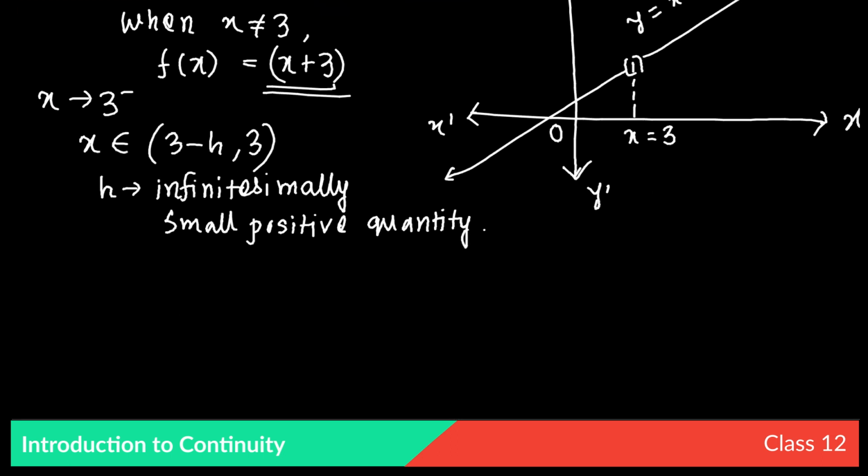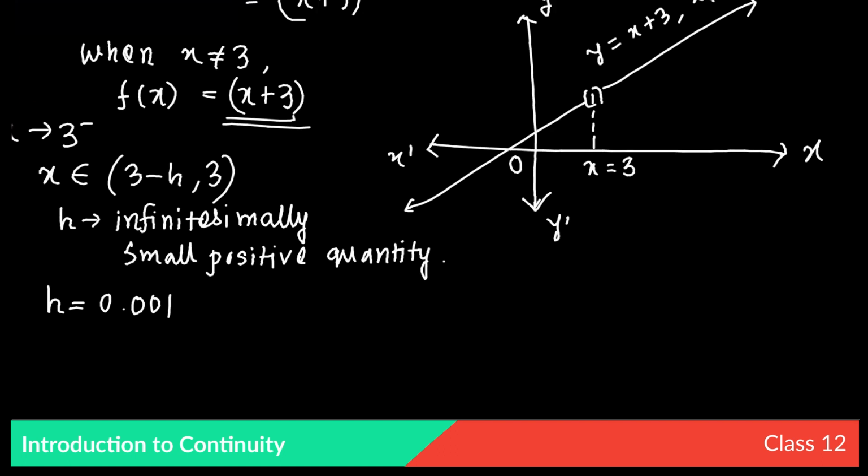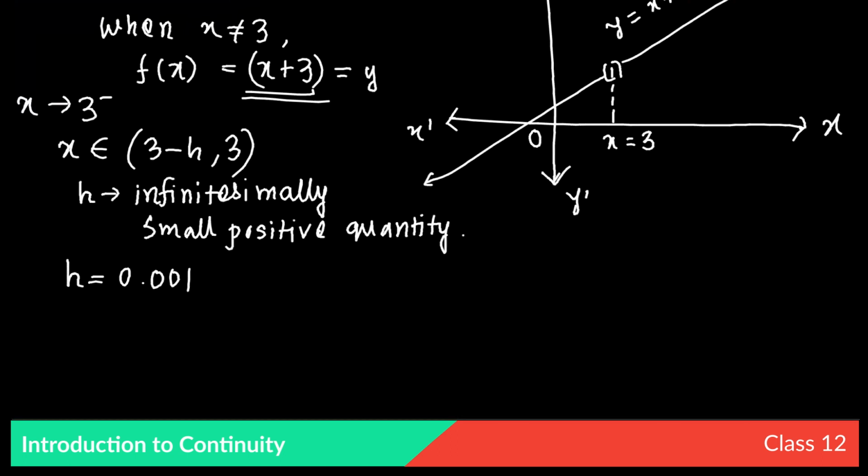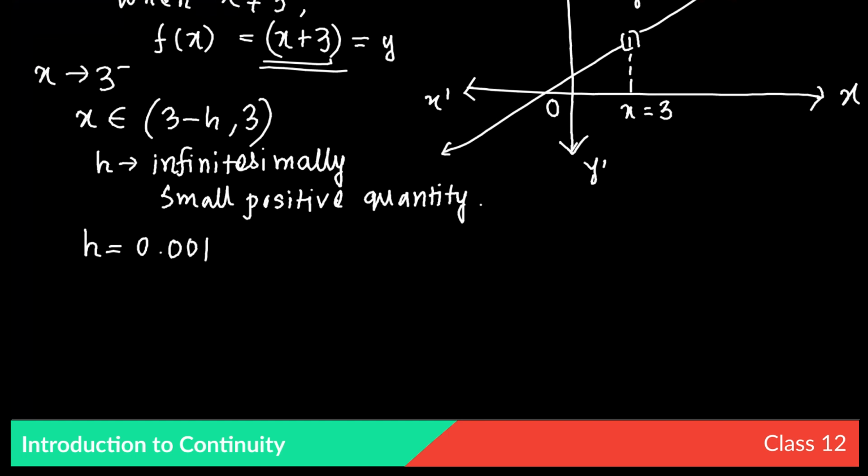So for the sake of simplicity, let us take the value of h. Suppose I am taking h equal to 0.001. So for this, what will be the corresponding value of x plus 3? If we give y equal to f(x) equals x plus 3, then when x is tending towards 3 minus, that means x belongs to 3 minus h to 3, where h is an infinitesimally small positive quantity. Now for the sake of simplicity, I have taken a value of h that is 0.001.